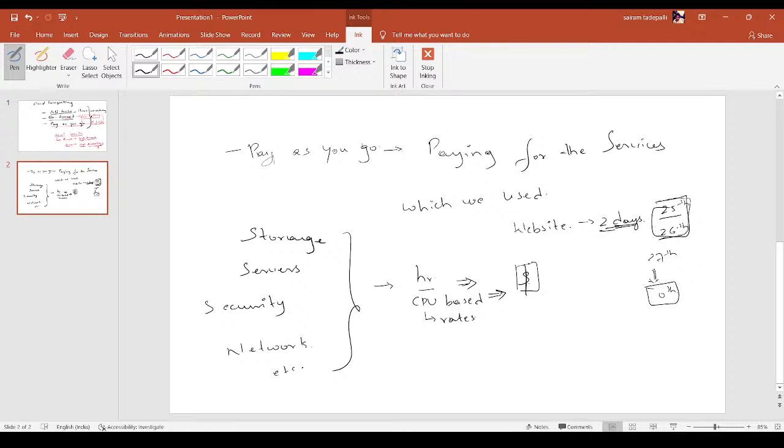For example, hourly it is charging $0.25. So for 24 hours for 2 days, that means 48 hours, you will be paying 48 times $0.25. That is how much you have to pay for that storage or server or security or networking, anything.